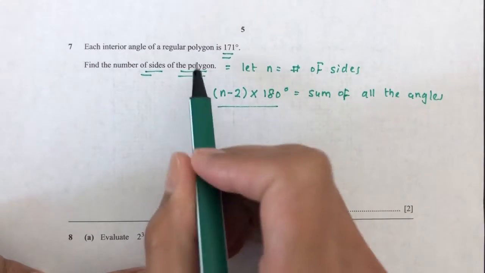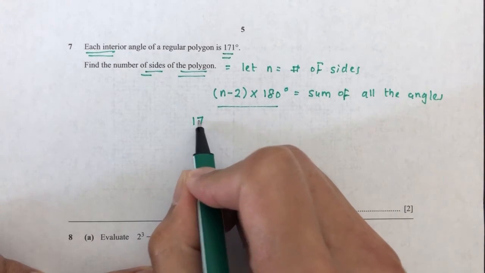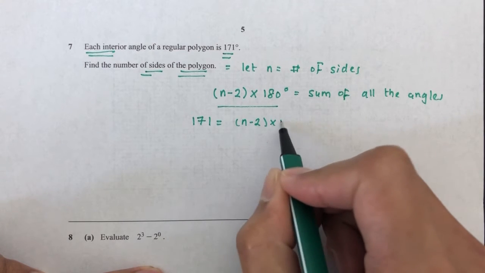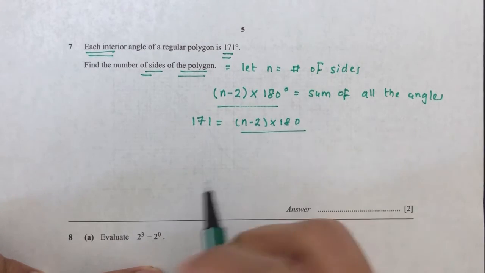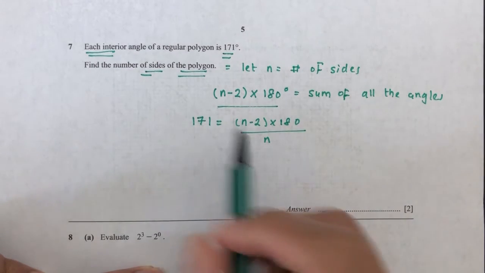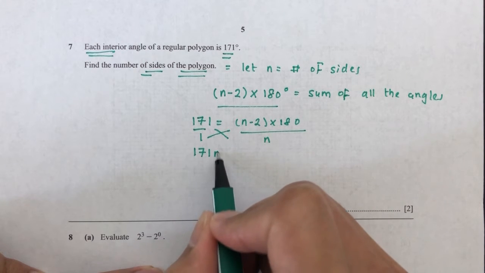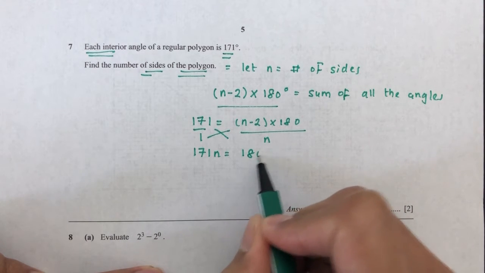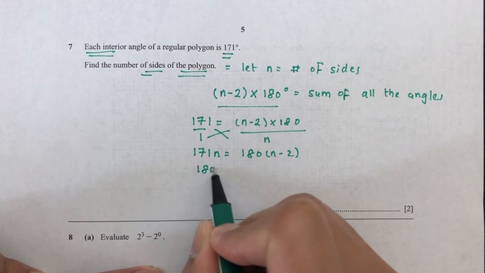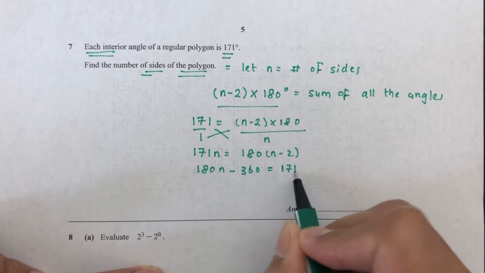Now we have the information that each angle is 171. So 171 equals n minus 2 times 180 divided by n, to find the size of each angle. Now we have to simplify. We just cross multiply, so 171n equals 180 times n minus 2. So we expand the brackets. We will have 180n minus 360 equals 171n.